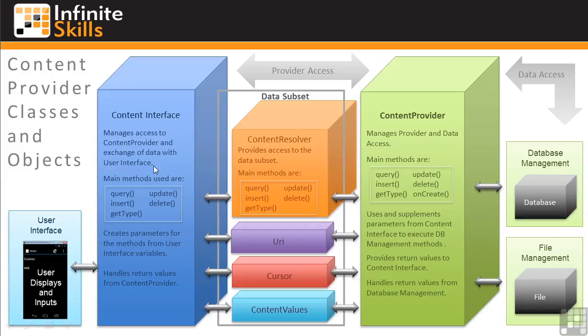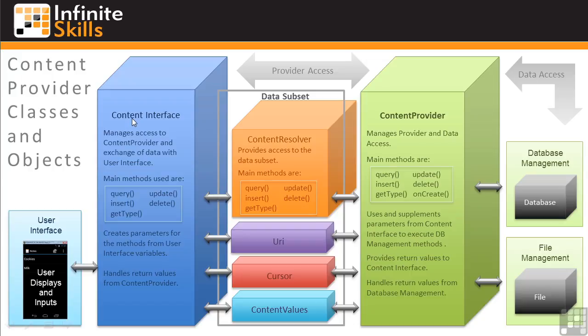The content interface assembles its data and uses the classes in the data subset block, content resolver, URI, cursor, and content values, to construct methods to query the database, update entries, insert new entries, delete entries, or get the MIME type of a file. Collectively, the URI, cursor, and content values provide information to the content provider about exactly what data should be included in the data subset.